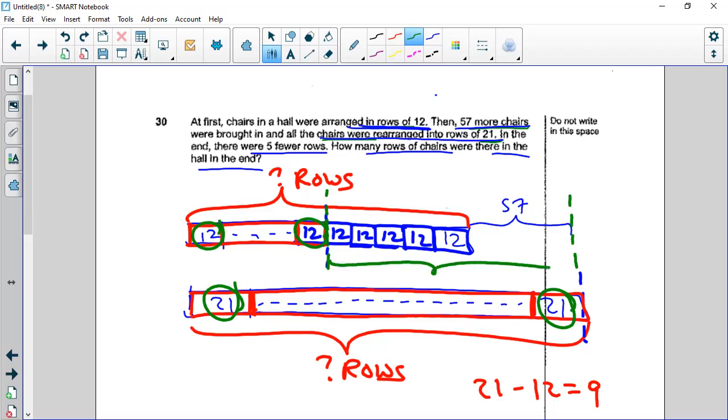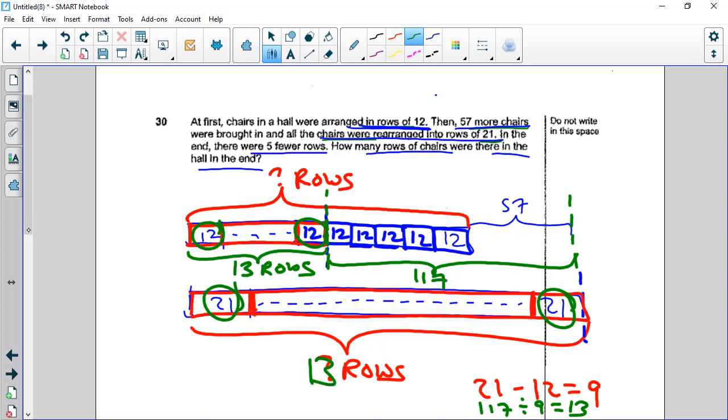So how many is this? You add all the numbers together, you will have 117. So you take 117 and give every row 9 more chairs. So 117 divided by 9, and what do you get? You will get 13. So you must have given to 13 rows, which is 13 rows here and 13 rows here.